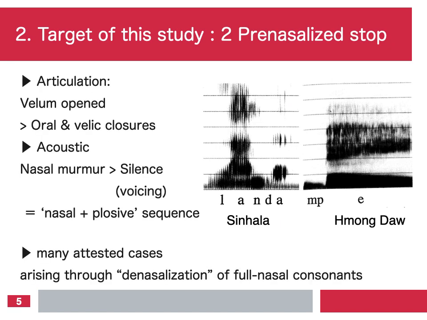The other target is prenasalized stop. In this case, oral closure is maintained while the velum goes from open to close. So the acoustic is nasal murmur followed by silence or voicing. So this is a case of nasal plus plosive sequence. There are many attested cases of this, many of which arise through denasalization of full nasal consonants.